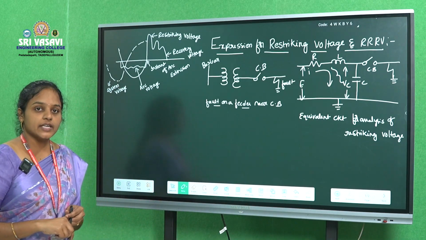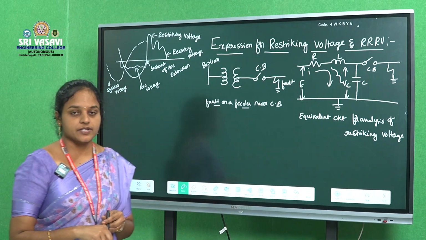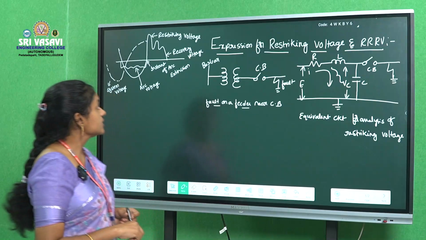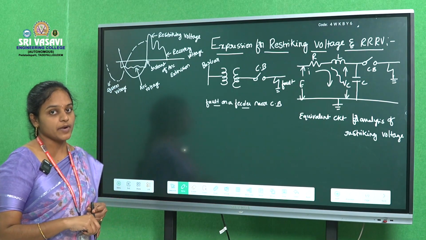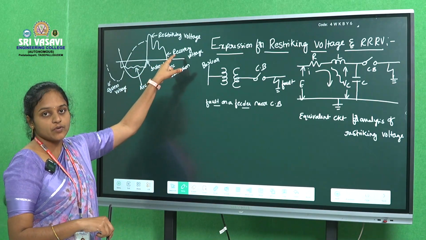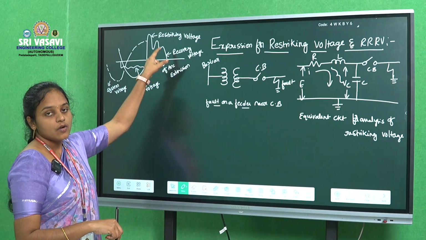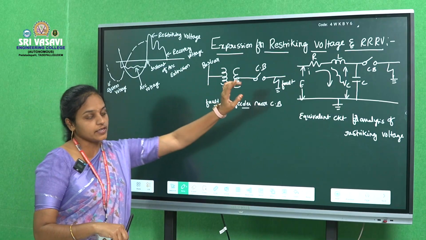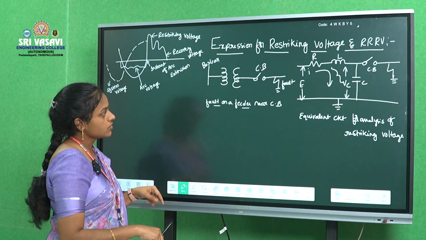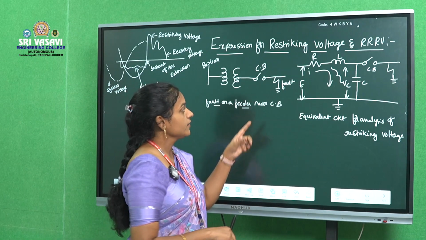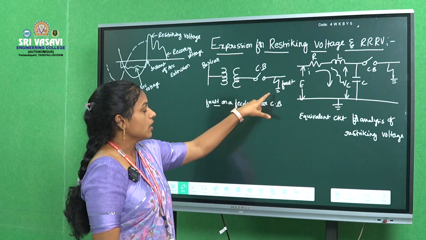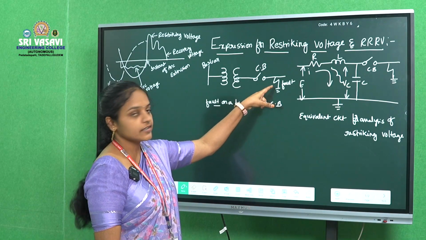The restriking voltage means that at the stage of arc extinction, the voltage appears across the two contacts of the circuit breaker. So the system voltage and the transient voltage combine with each other and appear as restriking voltage. After that, recovery voltage is produced. This recovery voltage is the voltage that appears across the inductor and capacitor, which is produced in the form of oscillations.